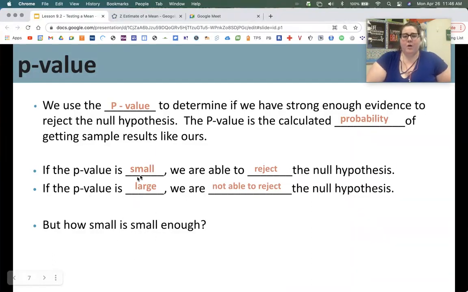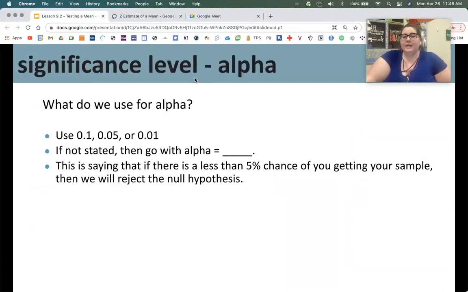But how small is small? We say small and large, but where's that boundary? That line that separates small from large is known as the significance level, and we use alpha, which is another Greek letter. Sometimes you might be told in the problem what to use as your significance level. These are the common values: 0.1 or 0.05 or 0.01. If it's not stated, we go with 0.05.